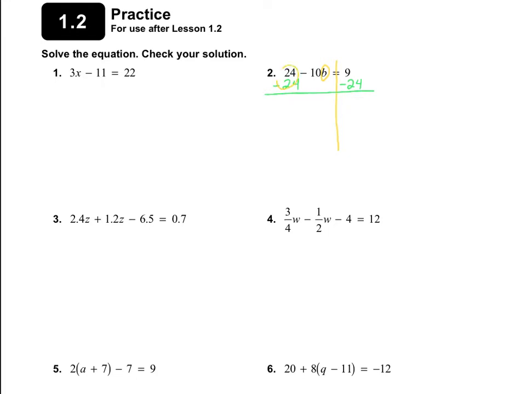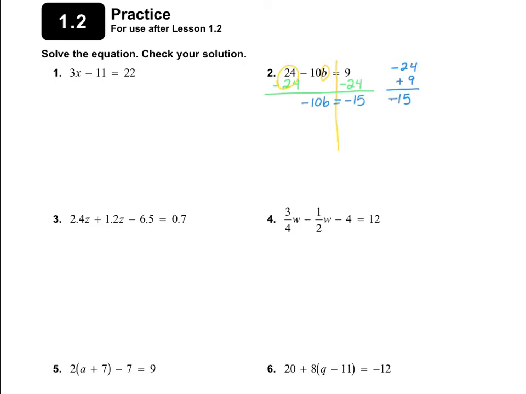When I do that, the 24 minus 24 turn to 0, and what I'm left with is negative 10b is equal to, now I need to remember that we have 9 minus 24. So if I flip it around and think about this as negative 24 plus 9, it's a little bit better because we want to put the bigger number on top. So 24 minus 9 is 15. But since the bigger number is negative, then we need to keep this as negative 15. So we have negative 10b equals negative 15.